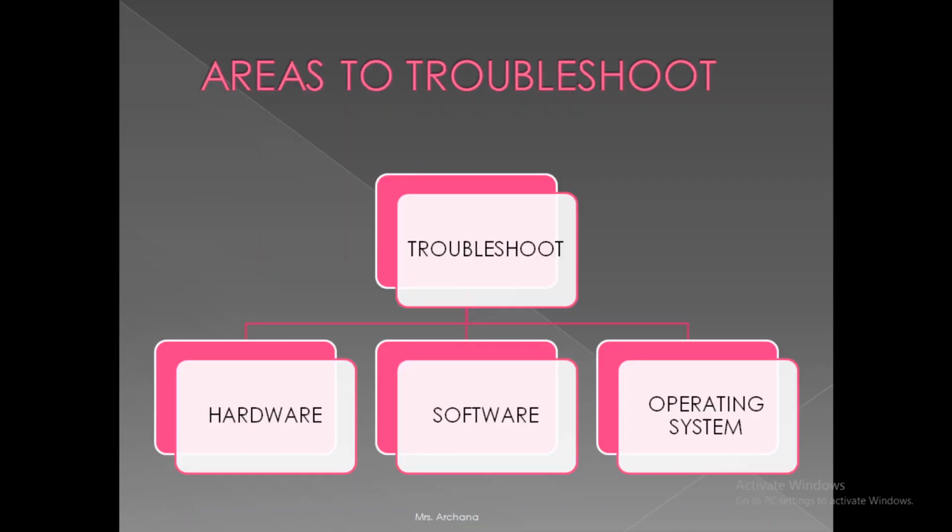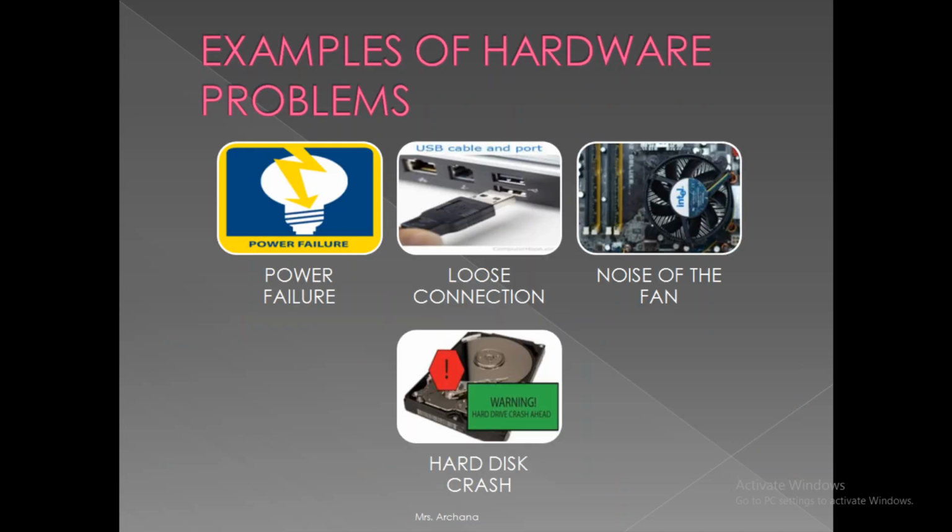There are three areas of troubleshoot, that is hardware, software, operating system. First is hardware. What is hardware? You know that hardware is the physical part of the computer, that is mouse, keyboard, printer, monitor, etc. Then what are the hardware problems you might encounter?